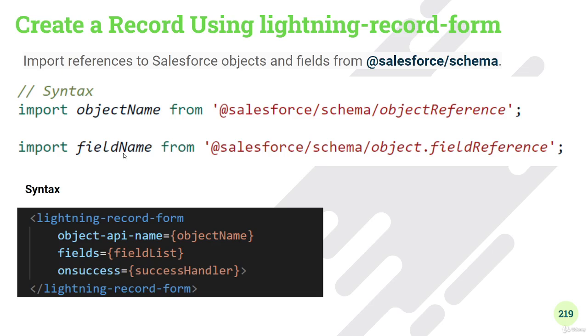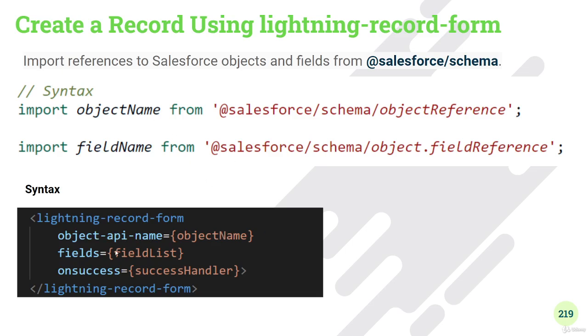Suppose I'm importing a name, so it will be import name from @salesforce/schema/Account.Name. Once you've imported it, you need to map those fields to our Lightning Record Form component. The first attribute we discussed is the object API name. In our case, the object name will be Account, so Account will map here.